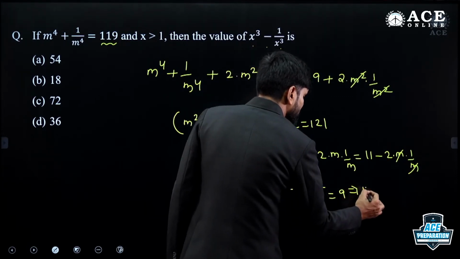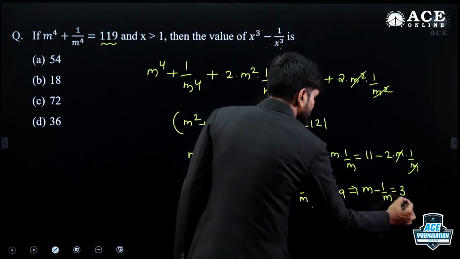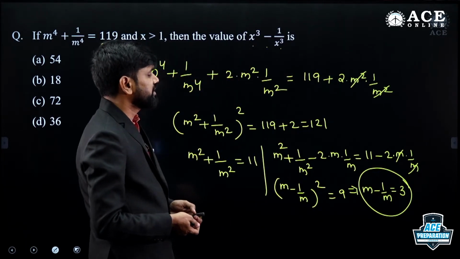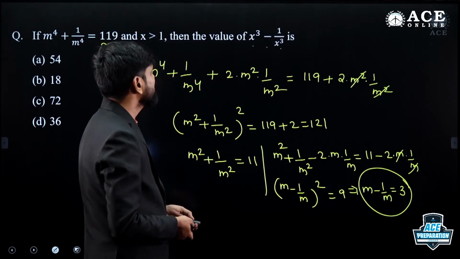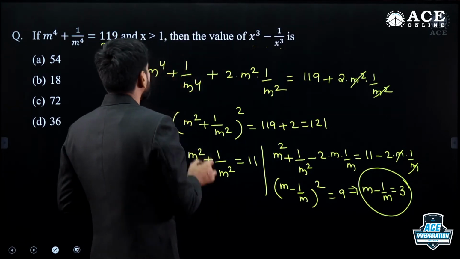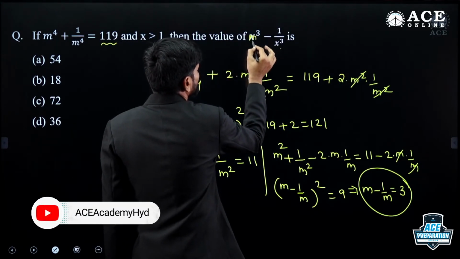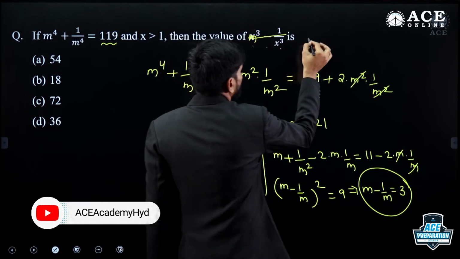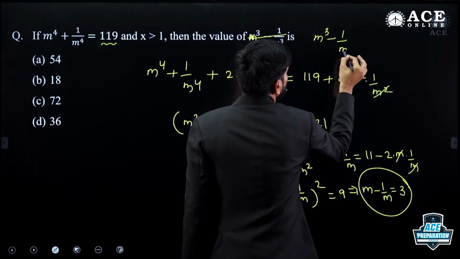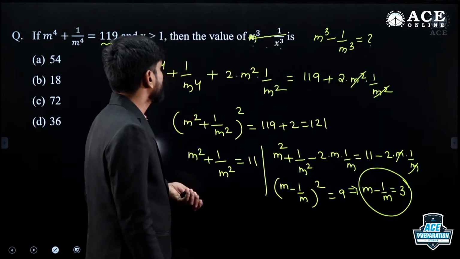From this I can say that m minus 1 by m is equal to what? 3. M minus 1 by m equal to 3. If m minus 1 by m equal to 3, from that m cube, like x cube minus 1 by x cube, I can find. So here this is not x cube, dear, this is m cube. This should be m cube minus 1 by m cube. That should be the value. Right? Now going ahead.